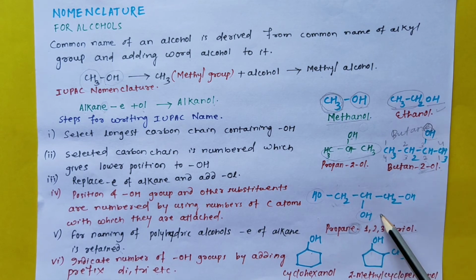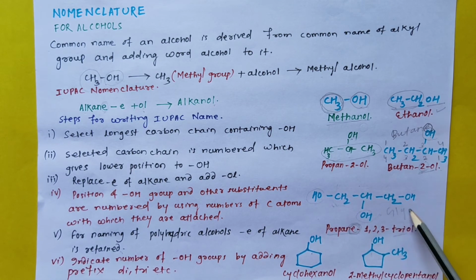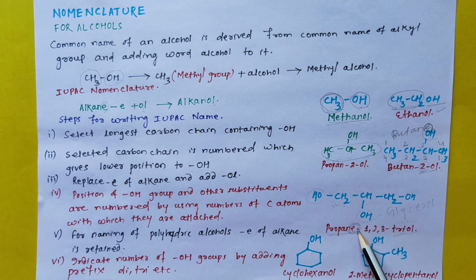What is the name of this compound? The common name of this compound is glycerol. And what is the IUPAC name of this compound? You see, 1, 2, 3. So parent alkane name is propane. And here you see, this is a polyhydric alcohol, so we will not omit E. So this is propane. Next, we have to identify the position of OH.